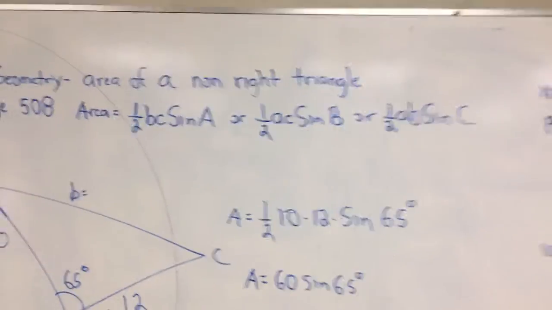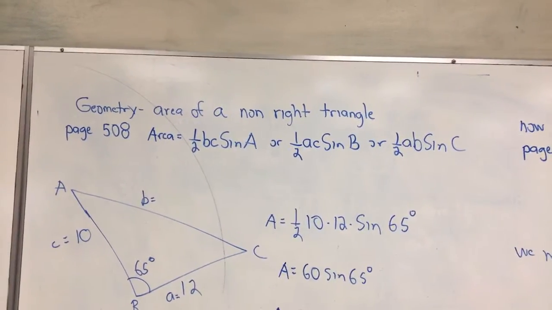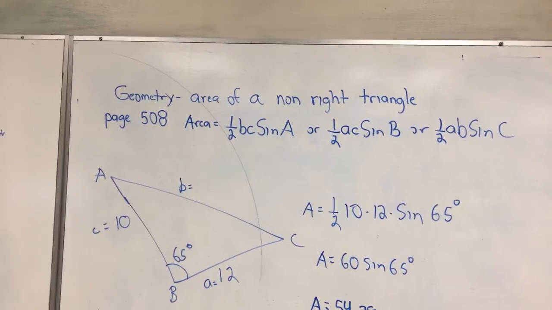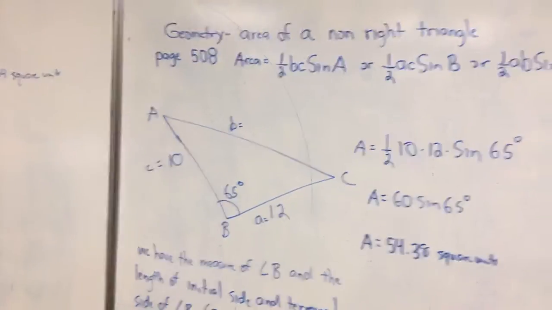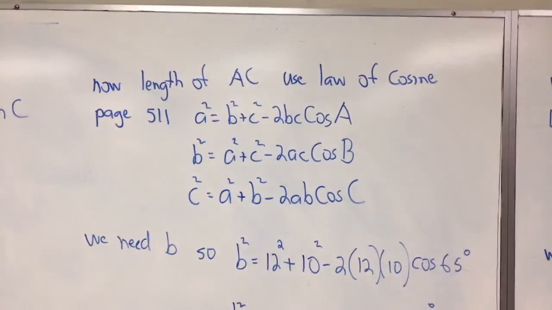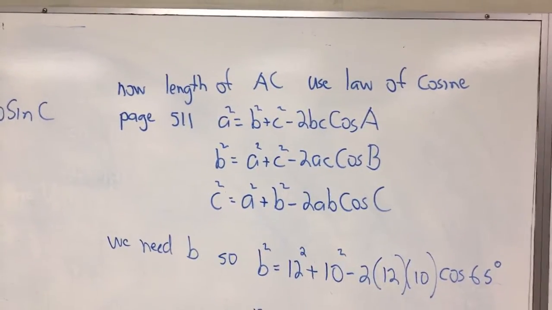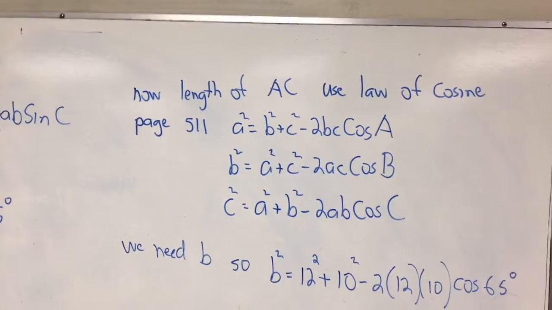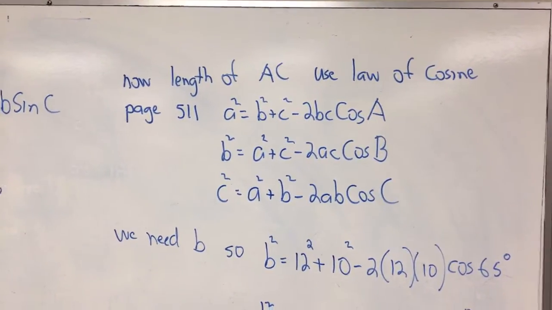That's using those 3 formulas to find the area of a non-right triangle given 2 sides and an included angle, all right? Now, let's find the length of that side B. To accomplish that task, thou shalt use the law of cosines. Now, once again, there are 3 versions of this. Depending on what information you have, you will choose one of those.